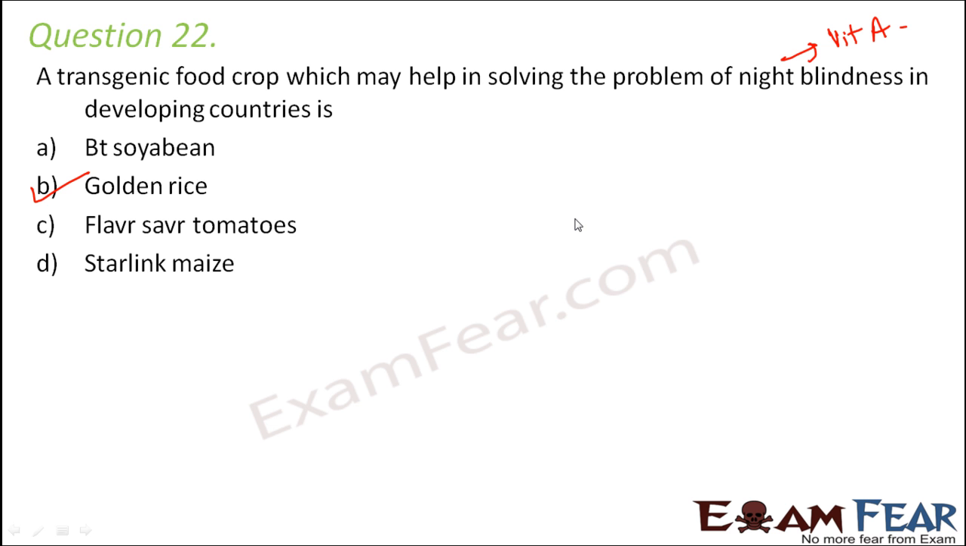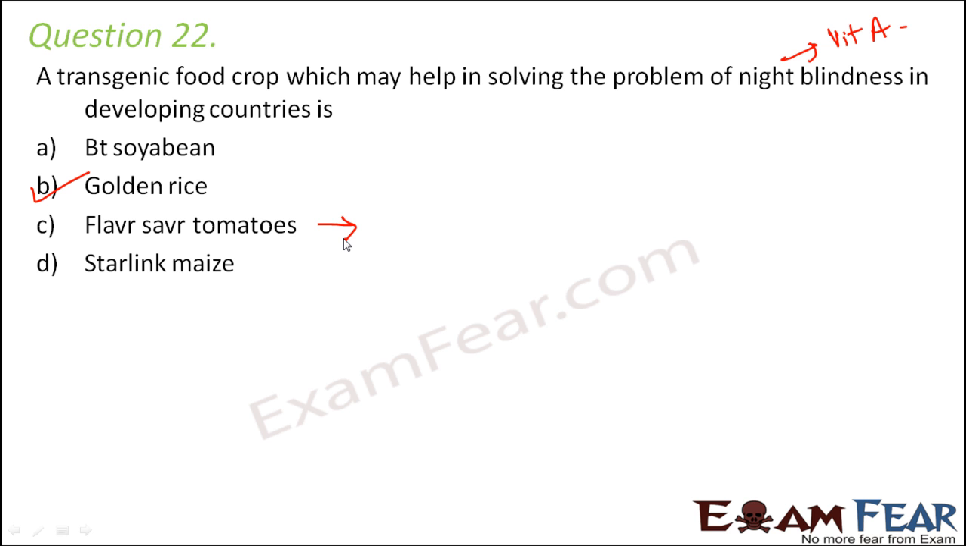Now, if you talk about the Bt soybean, anything which has Bt, that is Bacillus thuringiensis, Bt is insecticidal in nature. So Bt soybean would be insect resistant. Now, if you talk about Flavr Savr tomatoes, these are genetically modified tomatoes which remain fresh for a longer period of time. In fact, they have a superior taste as well.